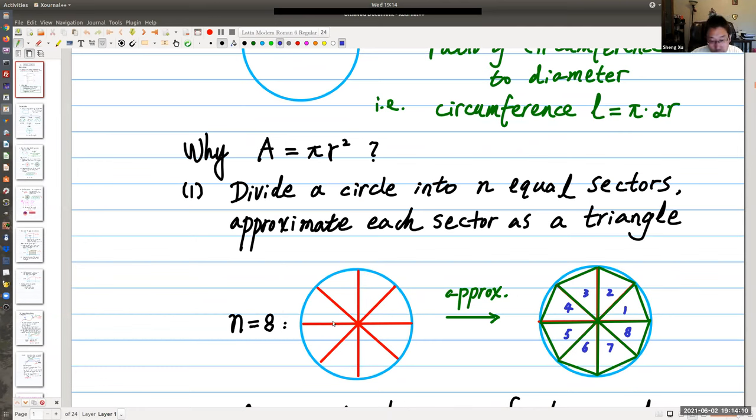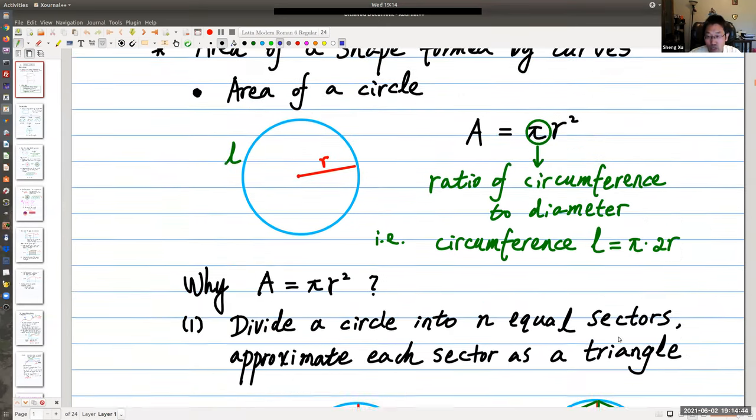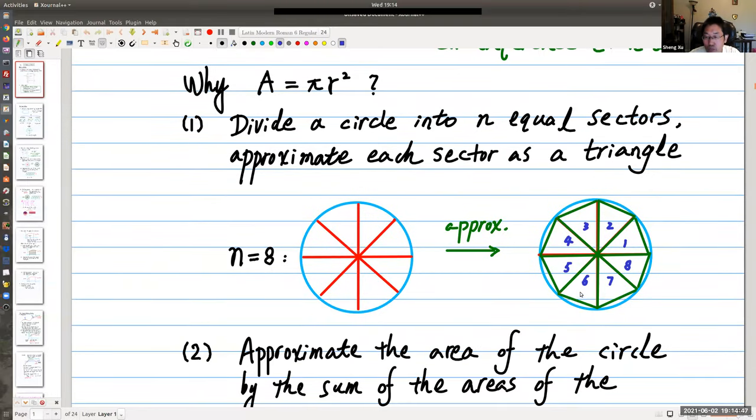So what I can do here is divide this circle into n equal sectors. In this picture, I use 8 equal sectors. Then I can approximate this circle by this polygon. In this picture, it's an octagon, right? 8 sides, equal sides like that. And we just learned you can divide this polygon into 8 triangles: 1, 2, 3, 4, 5, 6, 7, 8.